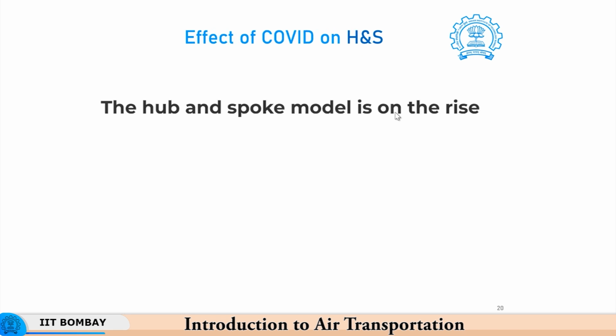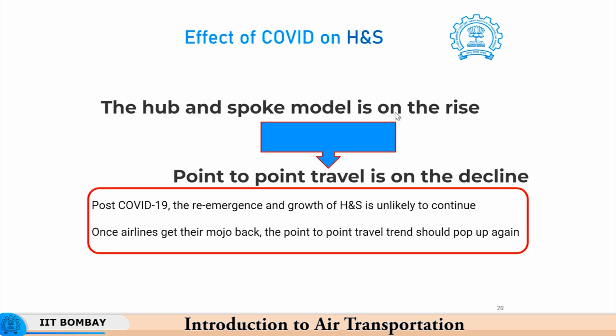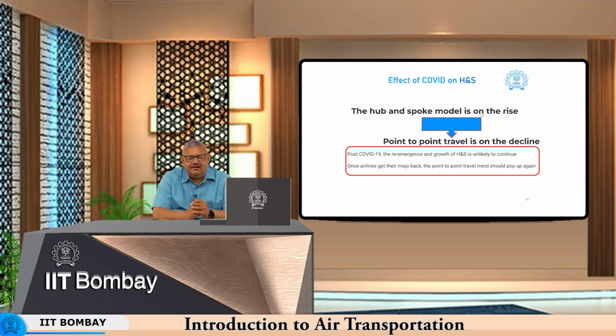Effect of COVID. Now, COVID actually led to a huge effect on the hub and spoke model. Point to point travel was on the decline during the COVID time, but post COVID there is a re-emergence, and growth of hub and spoke is likely to continue, because point to point travel actually is what passengers generally prefer. Unfortunately, for it to be commercially viable, there has to be enough market demand. If there is no market demand, or the market demand is very limited, airlines are forced to follow the hub and spoke model.